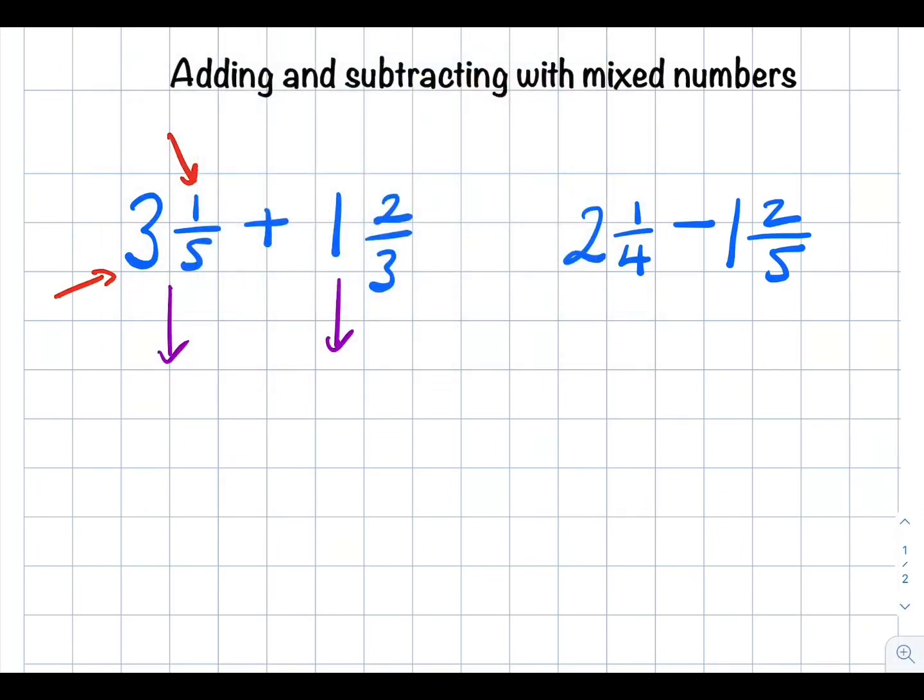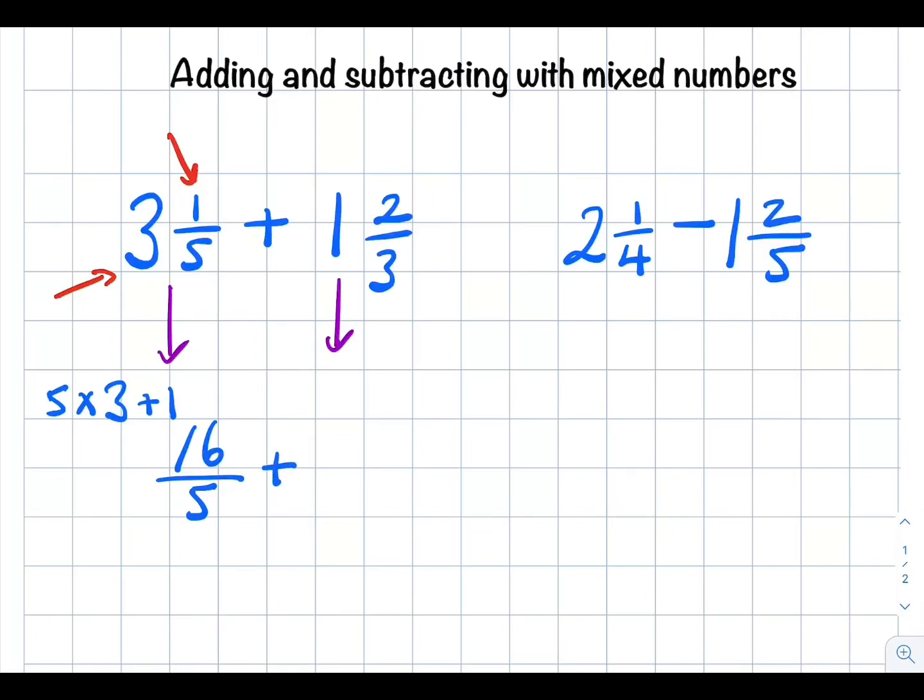So 3 1/5, 3 whole ones and 1/5. That is the same as if you multiply 5, which is the denominator, by the whole number, which is 3, and then add the numerator. So 5 times 3 is 15, add 1 is 16. So 3 whole ones and a fifth is the same as saying 16/5.